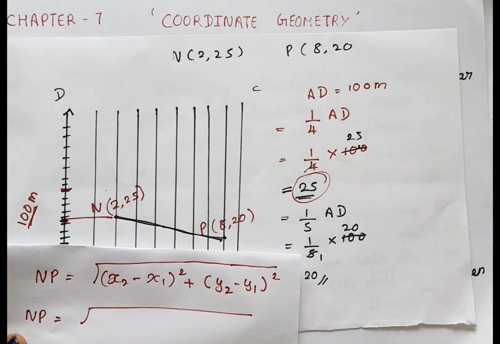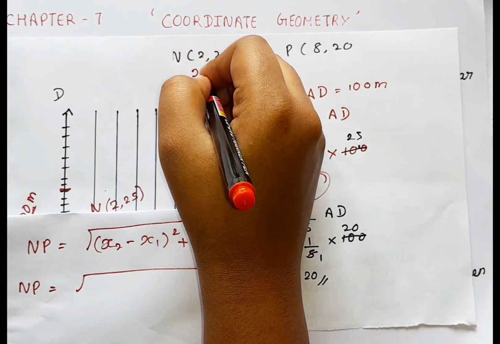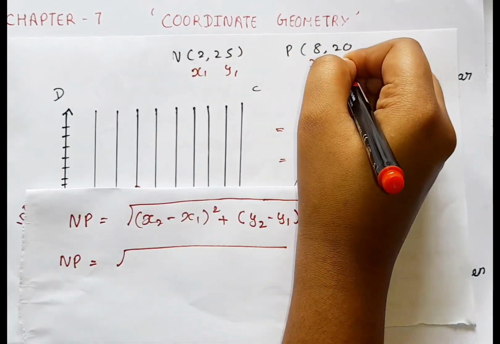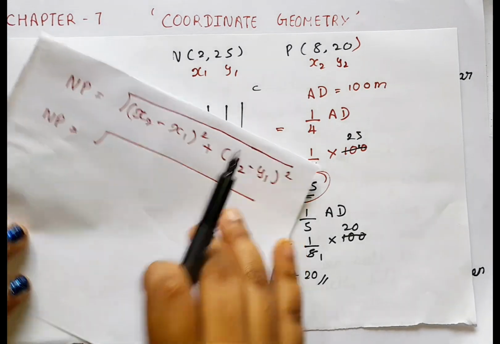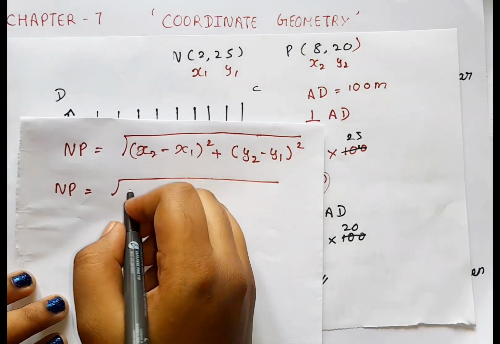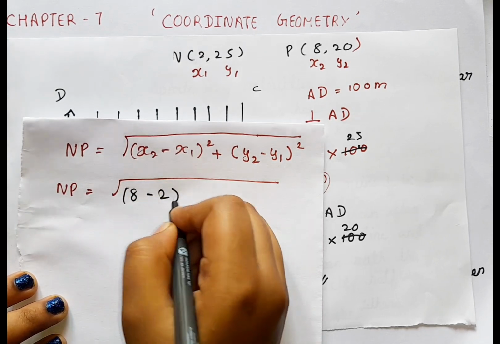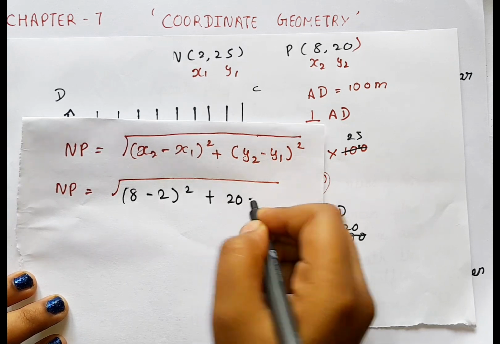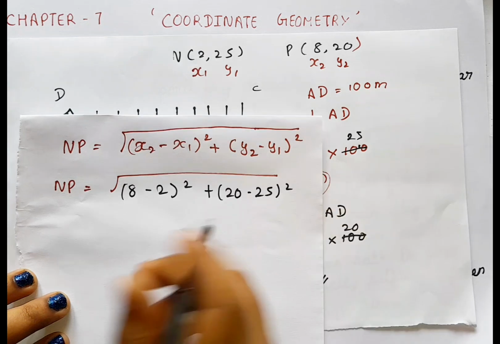So here this is going to be x1 and this is going to be y1, this is going to be x2 and this is going to be y2. Now let us substitute. So x2 value is 8 minus x1 value is 2 the whole square plus y2 value is 20 minus y1 value is 25 the whole square.